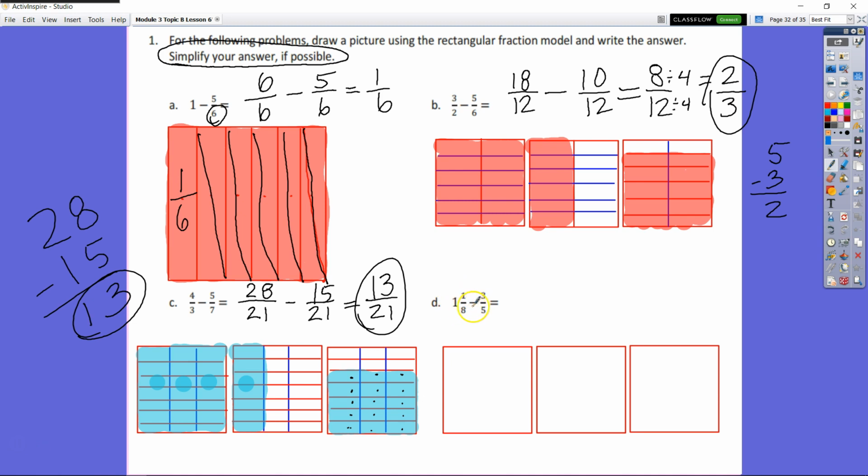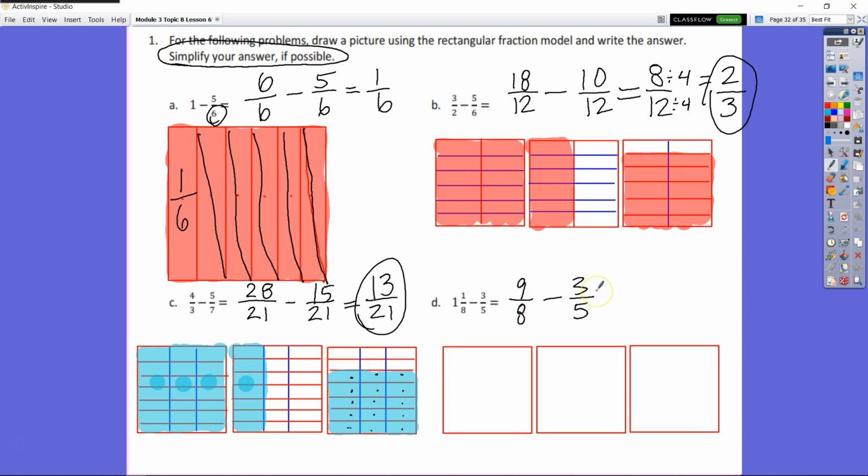So 1 and 1/8 minus 3/5. There's a couple ways we can do this. The way that we did it in class, I'm going to show you here. What we did in class was we made our whole the same as our eighths. So we're going to change this whole into 8/8 plus our 1/8 to give us 9/8. And then we're going to subtract 3/5 from that.